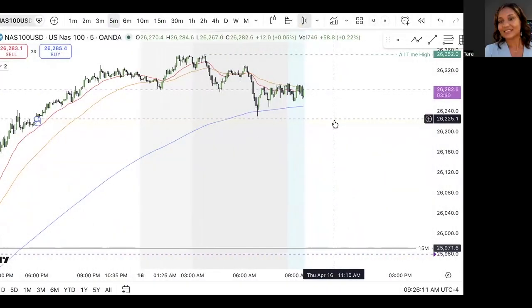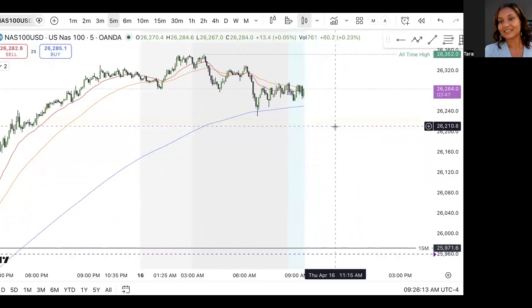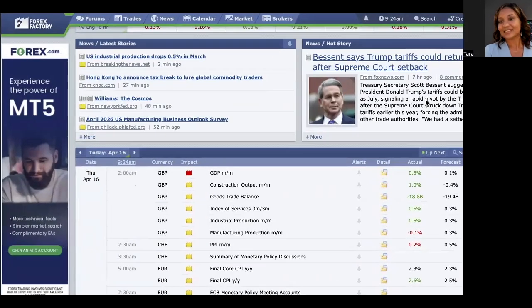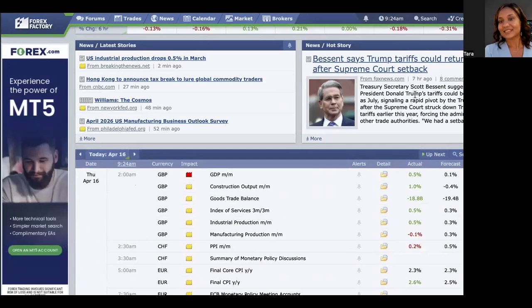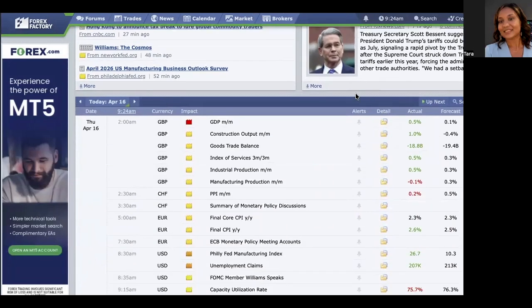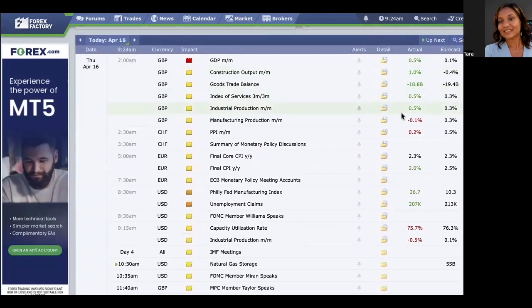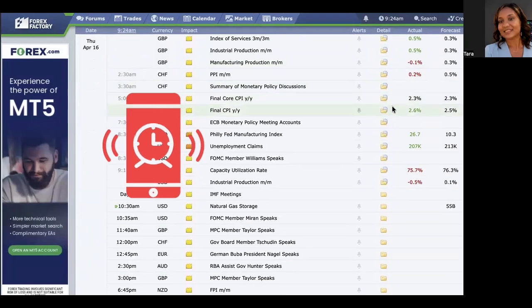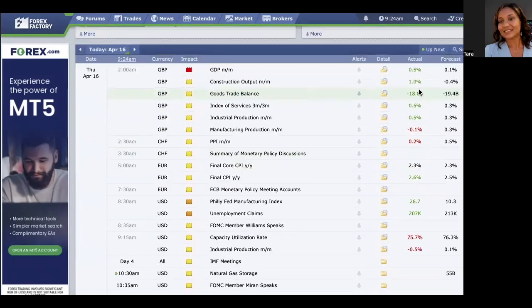We're on NAS 100 and it's around opening bell. One of the first things that we want to do is check the news. So we're going to check Forex Factory to make sure that there's no red folder news during our trading window. And if there is, we'll set an alert so we can exit the trade before the news occurs.